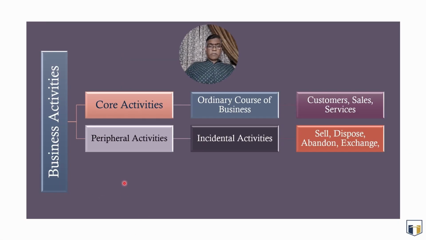Gate 1, classification. Classification of business activities. There are two types, core activities and peripheral activities. Core activities come from the ordinary course of business. Customer, sales, services, these are the words that represent core activities. Peripheral activities are incidental activities, not regular activities. Sale, dispose, abandon, exchange, these are the words that represent peripheral activities. Remember, core activities are the ordinary course of business, meaning the business organization is established for these activities.